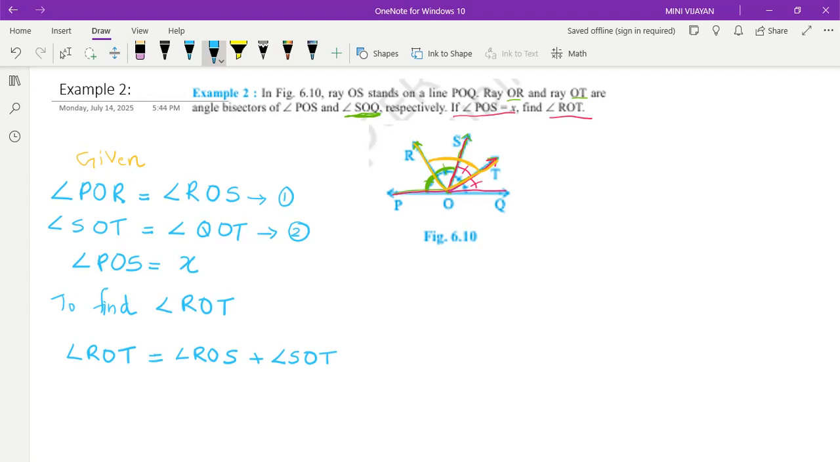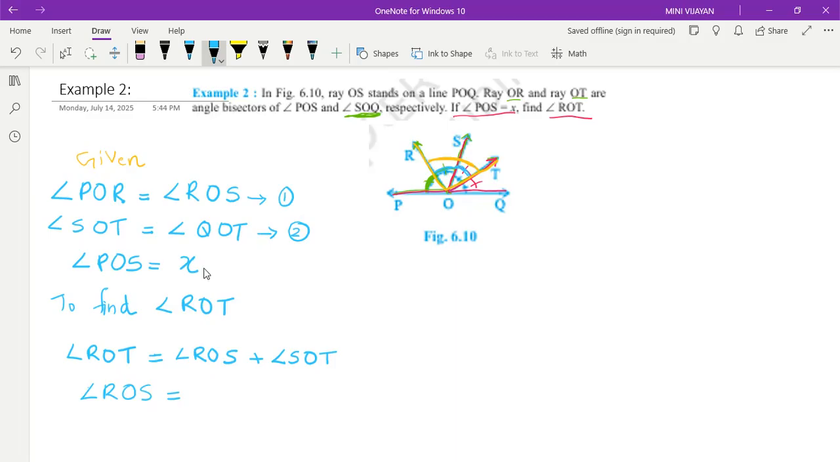Angle ROS, this angle, and SOT. These two angles form the angle ROT, the orange color which is marked here. So ROT is equal to ROS plus SOT. We can take the right side. Each angle one by one we can take and find the measure of that. What is angle ROS? What is the measure of ROS?